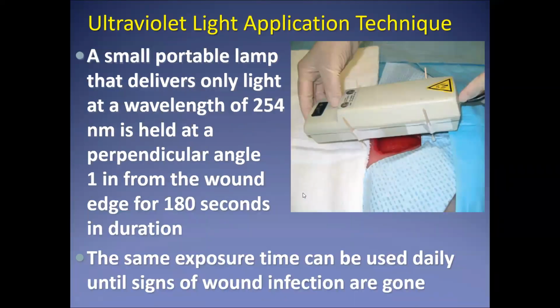Here's a small portable UV lamp that delivers a wavelength of 254 nanometers, held at a perpendicular angle about 1 inch from the wound, and it just energizes it. They can use it daily until signs of the wound infection are gone.